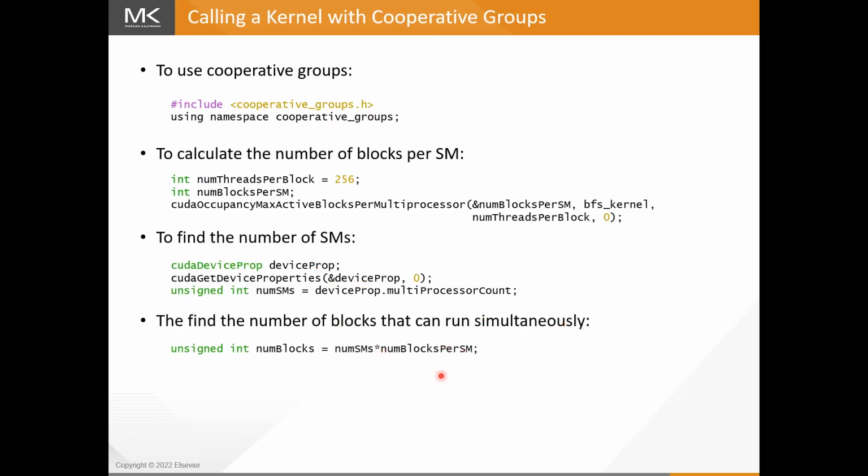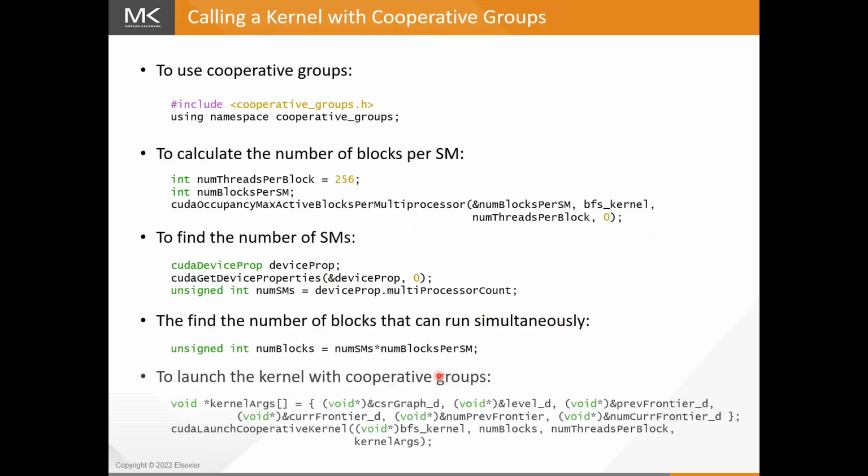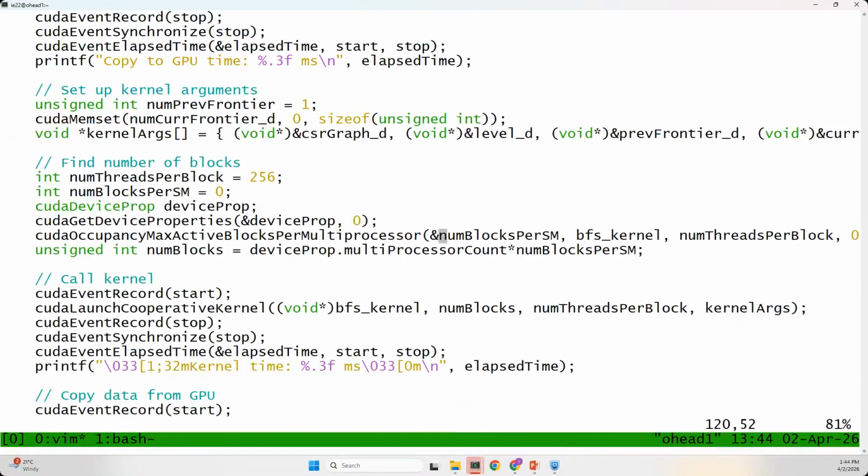And then to be able to use cooperative groups to launch this kernel, I have to use a special function, cudaLaunchCooperativeKernel, and I have to pass the parameters in as a separate array. So there's just boilerplate code that you can use. Up here I'm defining an array that has all the arguments, and then down here I'm calling cudaLaunchCooperativeKernel to launch the kernel. Is this clear? Any questions?